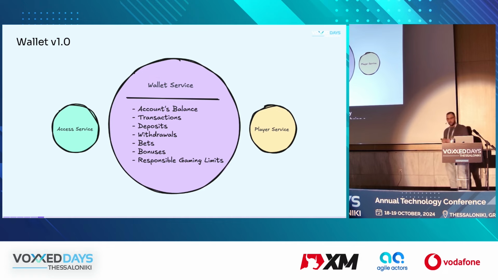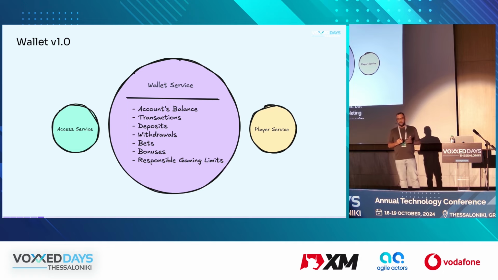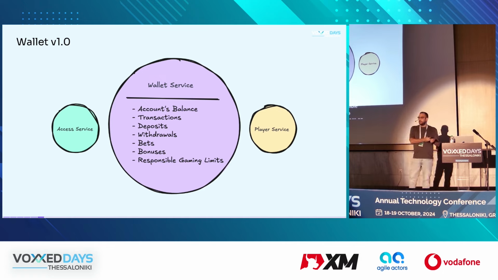It was obviously responsible for keeping track of the user's account balance and their monetary transactions, but was also responsible for completing more complex flows, such as deposits, withdrawals, bets, and responsible gaming. A bit more on this. Whenever a specific function goes on in the system, it's responsible to keep specific metrics to keep track of those, so it doesn't allow our users to go beyond a specific threshold that they had set themselves. And this was also implemented within our wallet.